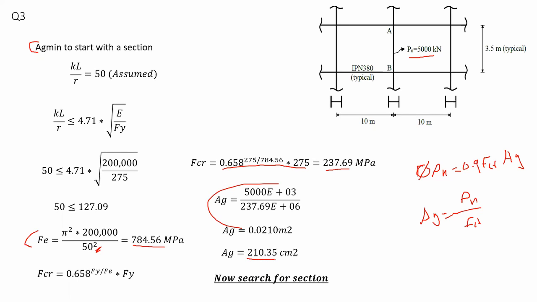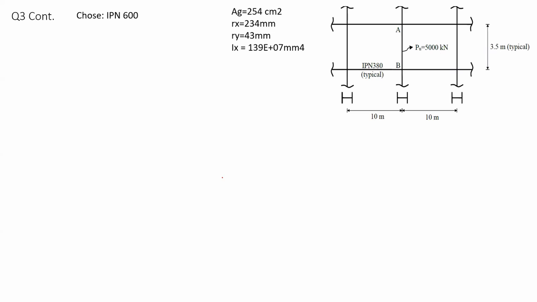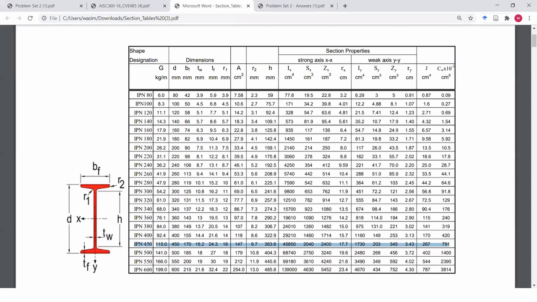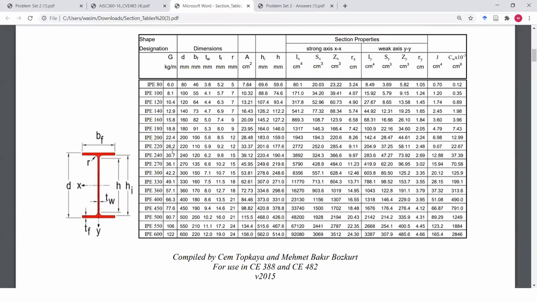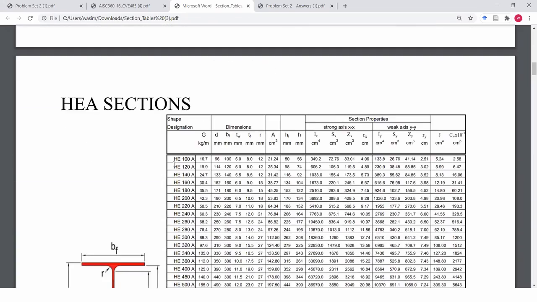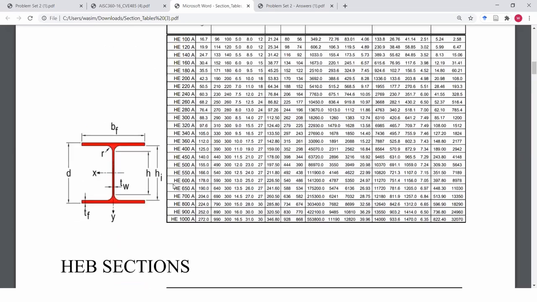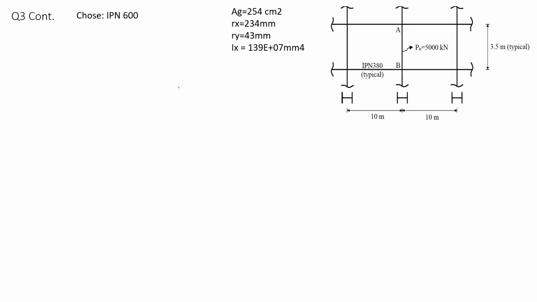So this is 210. I go and check, for example, beginning with any section I need. We were given in the problem that we can check IPN, IPE, HEA, etc. I'm going to directly check IPN 600, and I get my Ag bigger than what I need. Rx, Ry, and Ix are some values I'm going to use.